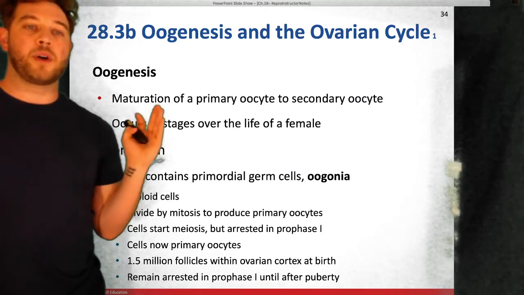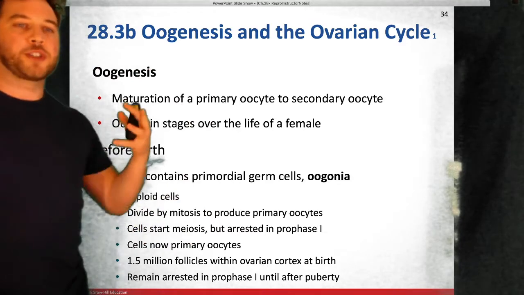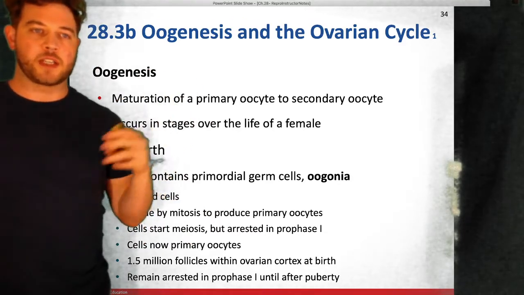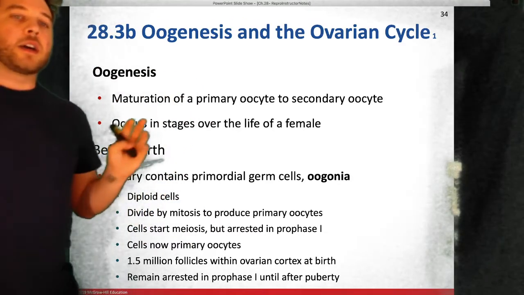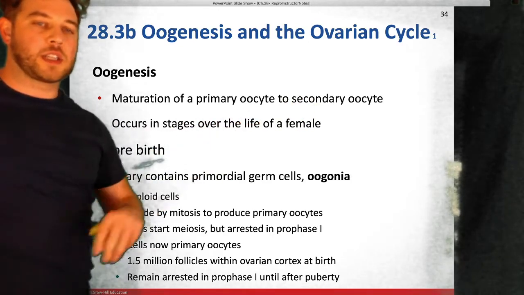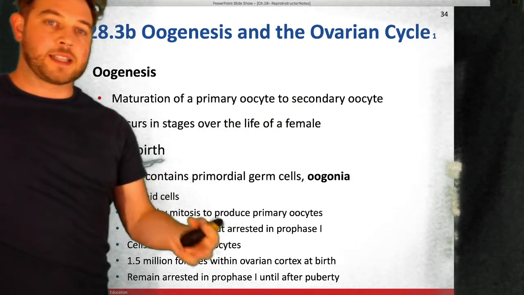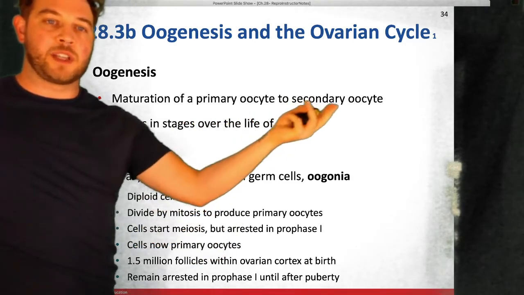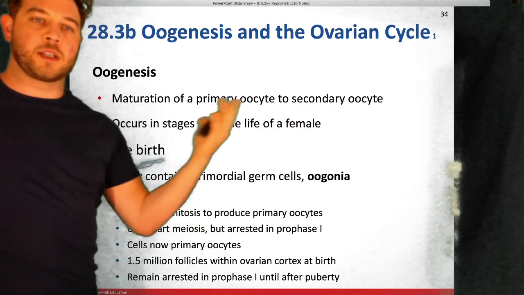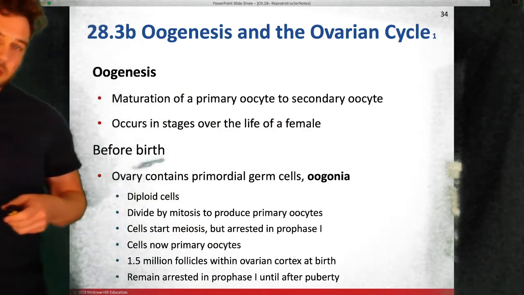Okay, so oogenesis, that was the development of the follicle that is supporting the oocyte. Now let's look at the actual progression of oocyte development. Going from a primary to a secondary oocyte, occurring over the stage of the life of a female. Remember, it's only that one egg that is ovulated each month. That's the one that develops into a secondary oocyte. The rest of them are paused in a primary oocyte stage.